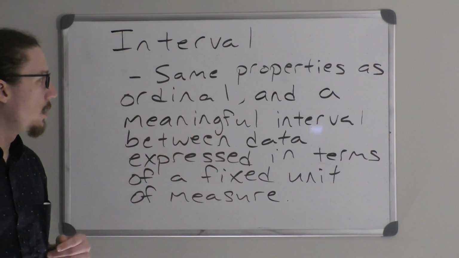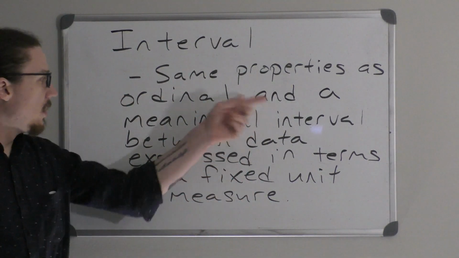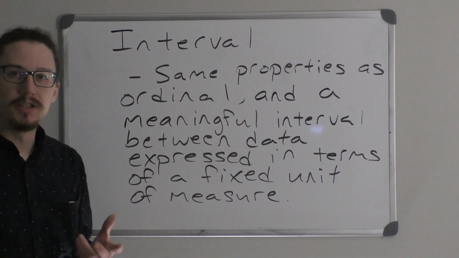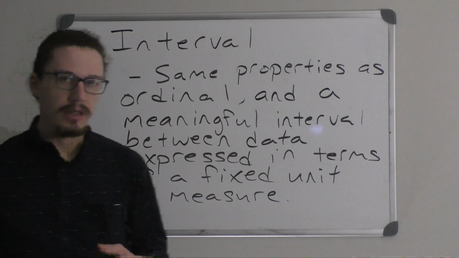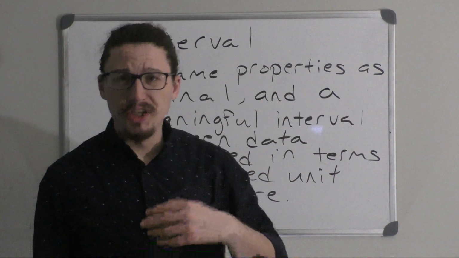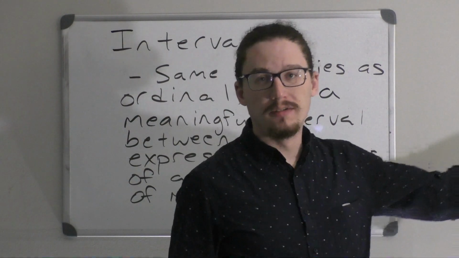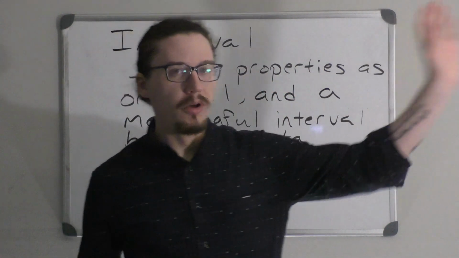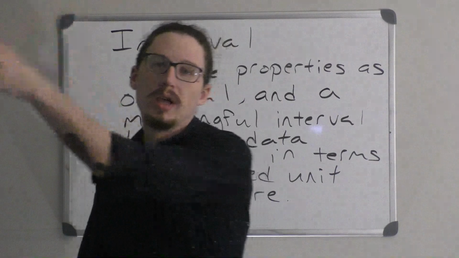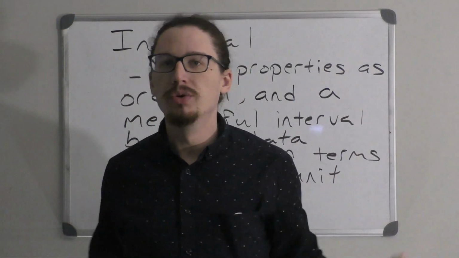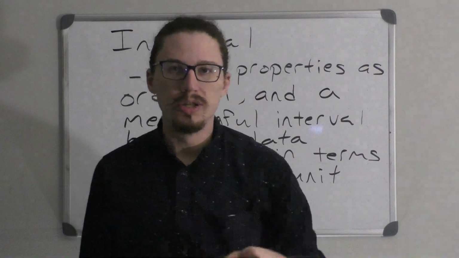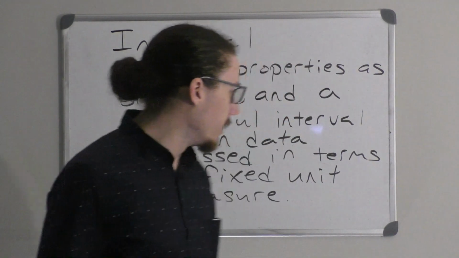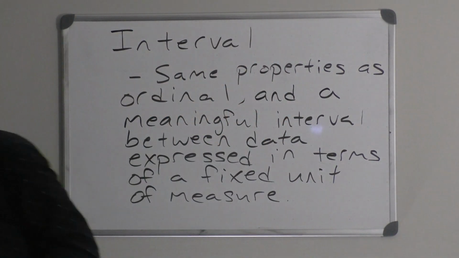Right, so kind of a fuller definition: same properties as ordinal scale data and a meaningful interval between data, expressed in terms of a fixed unit of measure. So the 1 unit changes are going to be the same, if we're picturing a number line, whether we're way down in the negatives or way up in the positives. The magnitude doesn't matter. A 1 unit change is a 1 unit change for interval scale data.